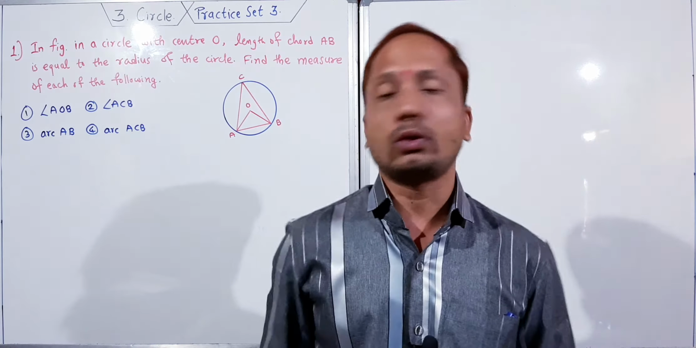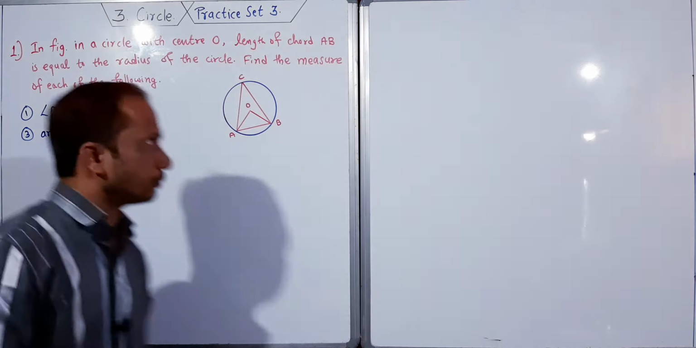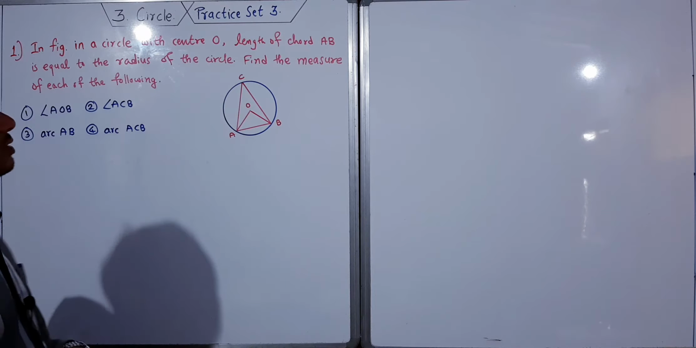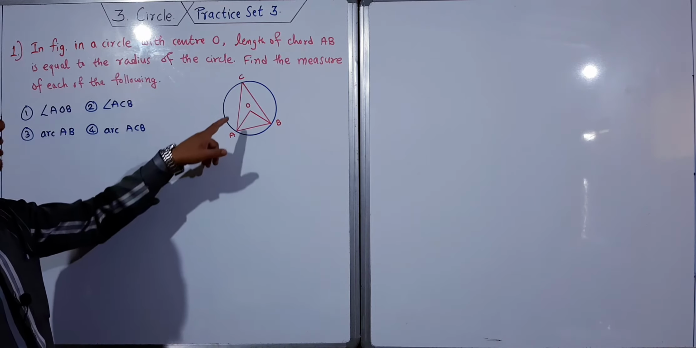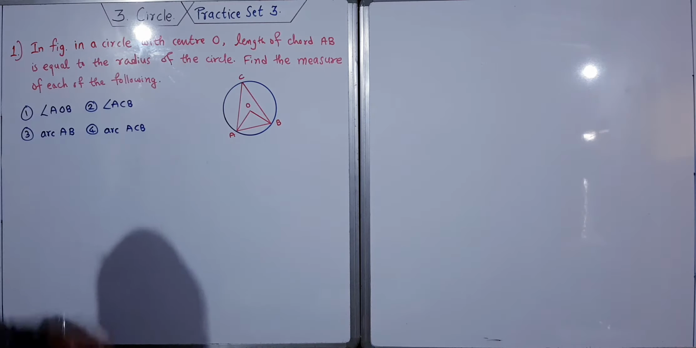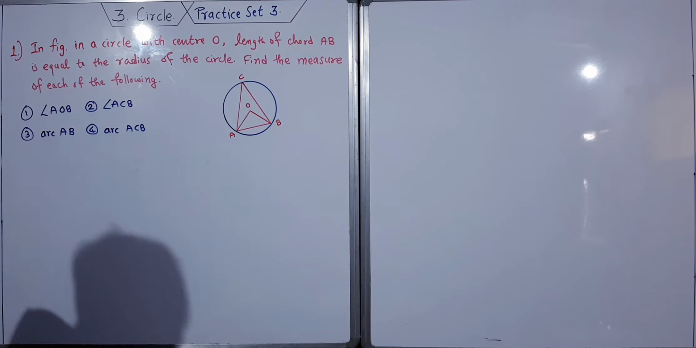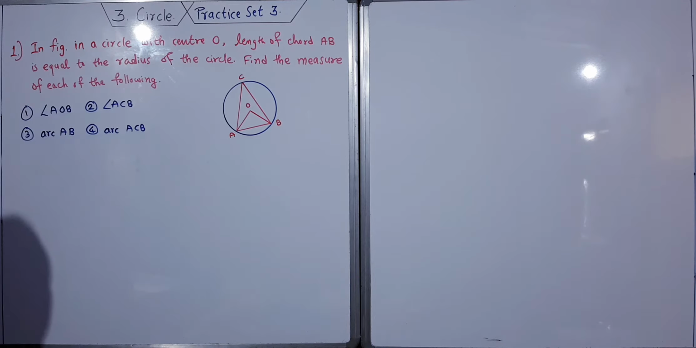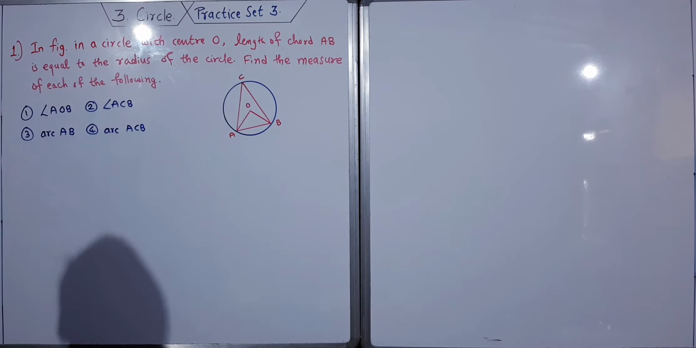In this video we are going to discuss Practice Set 3.4, Circle. Let's start from question number 1. In the figure, this is a circle with center C. The center of the circle is C. The length of chord AB is equal to the radius of the circle. Find the measure of each of the following. We have to find these measures.